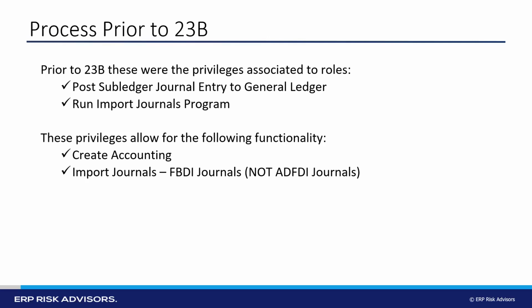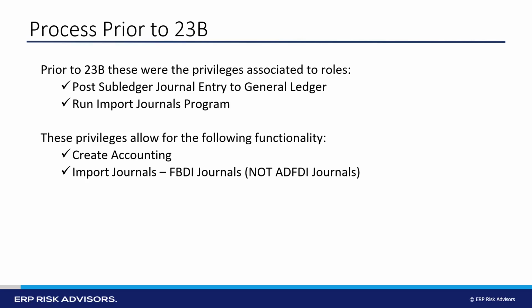Let me explain a little bit about the FBDI process. The FBDI process is a two-step process, and the run import journals program is step 2. Step 1 is the loading of the FBDI journal entry, the Excel spreadsheet used to populate the data. You upload that FBDI journal into the interface tables, which is basically putting it into a staging table. It doesn't bring it all the way into the interface. The privilege to do step 1 is called load interface file for import, and we'll talk about that in a little bit.